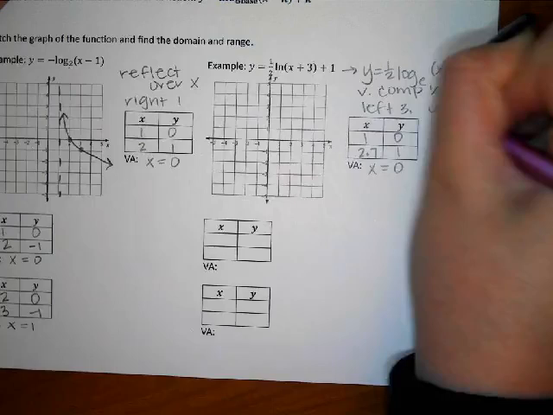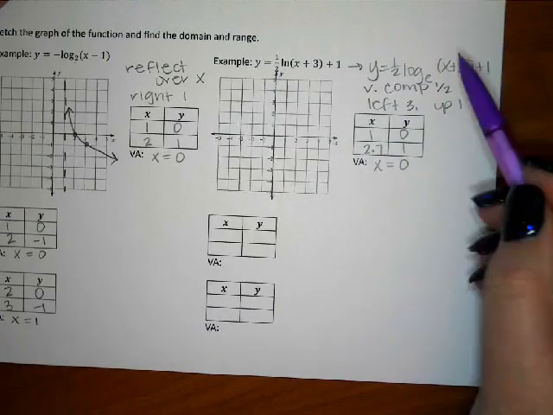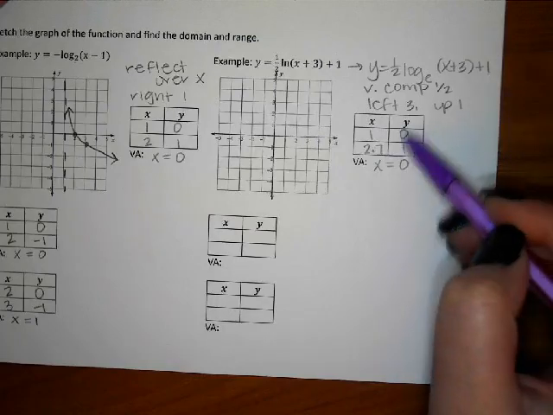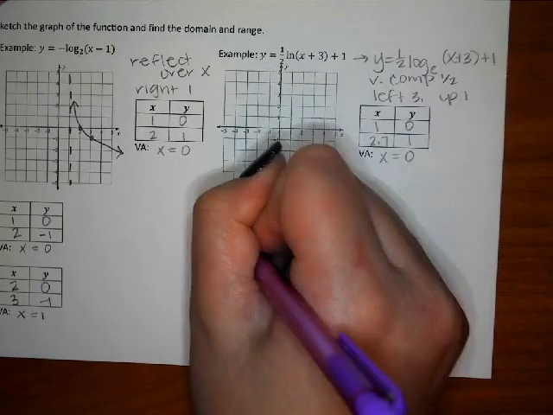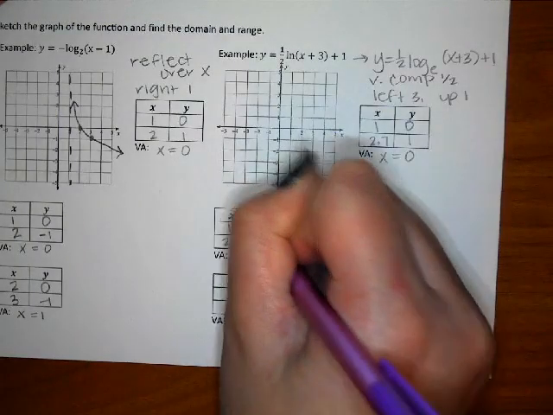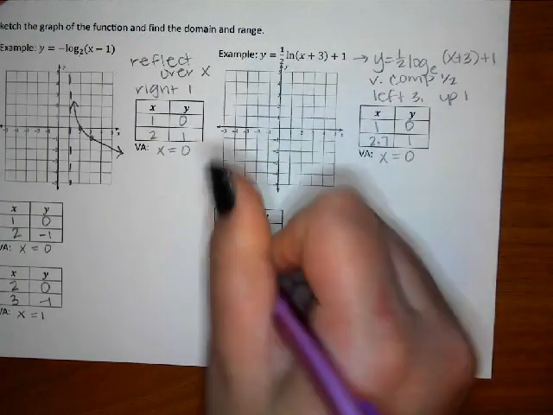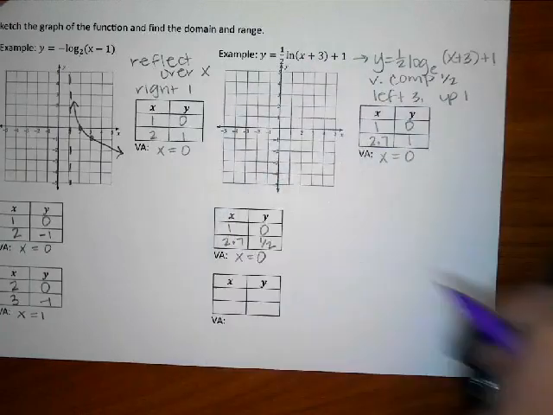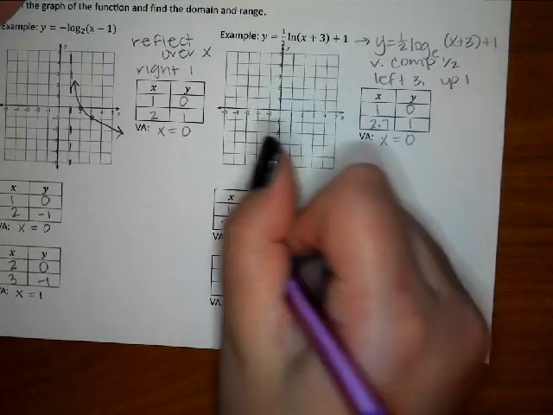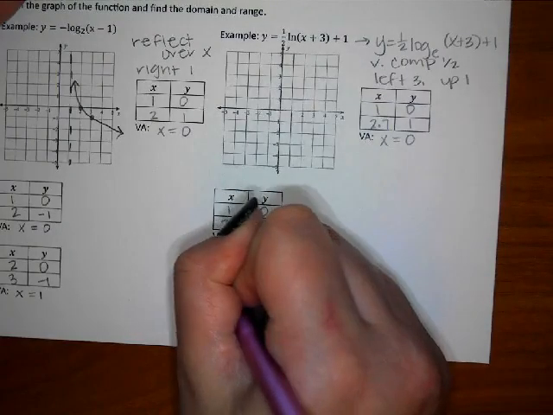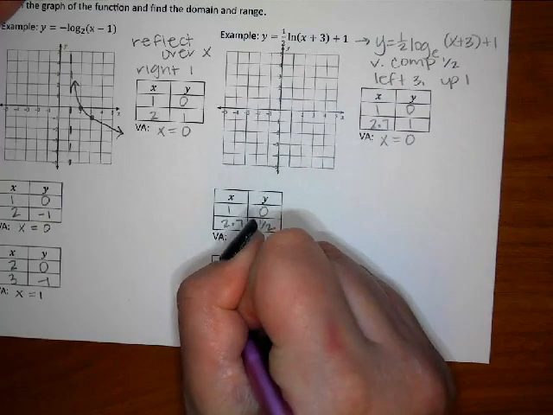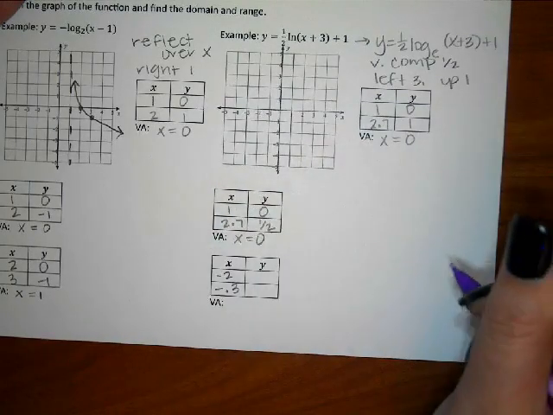So to vertically compress it or vertically shrink the graph, I'm going to take the y coordinates and multiply them by 1/2. The vertical asymptote is going to stay in the same spot. Then I have to shift the graph to the left 3. So 1 to the left 3 is -2. 2.7 to the left 3 is -0.3. And then shift the graph up 1.